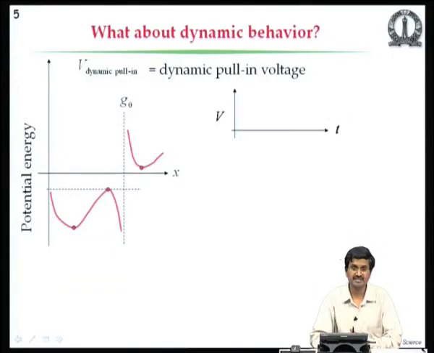Now, what we considered was the static behavior. Here we have to apply the voltage very slowly to characterize it as a static or quasi static phenomenon, but if your voltage is changed rapidly or applied suddenly, then what happens? It turns out that there is another pull-in voltage that we can define, which is called the dynamic pull-in voltage.